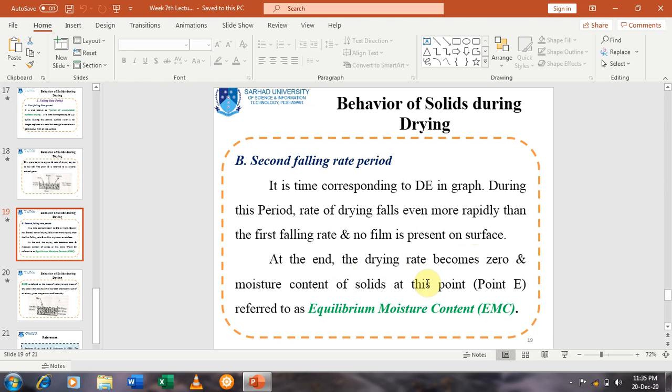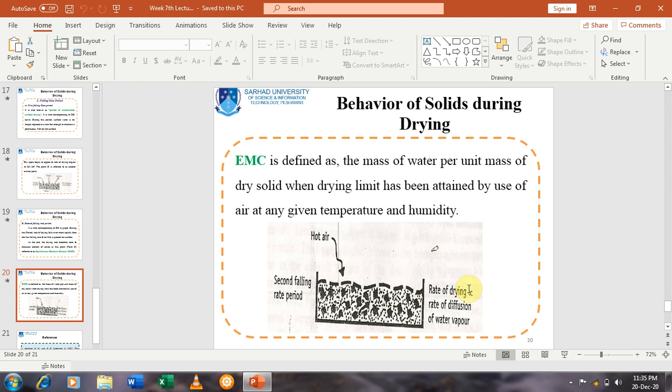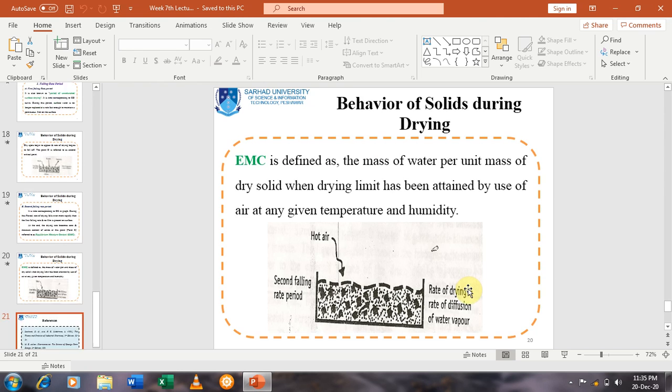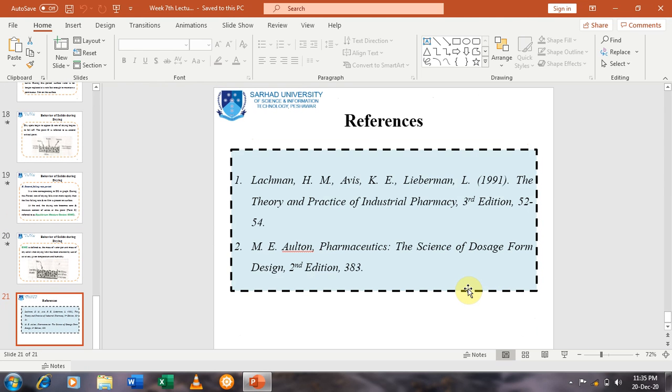When the drying rate becomes equal to 0 at point E, that is termed as equilibrium moisture content, where the moisture content of the solid at this stage becomes equal to 0. And finally we have defined the EMC, that is equilibrium moisture content, as well as the reference book consulted for the preparation of this lecture.